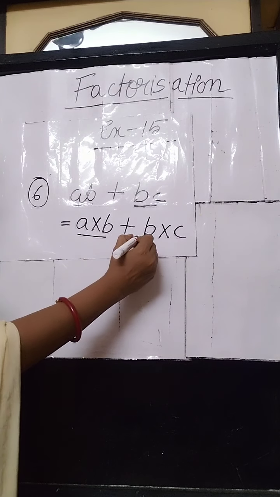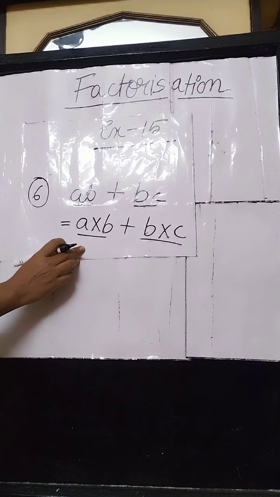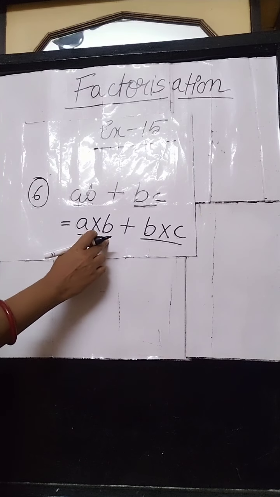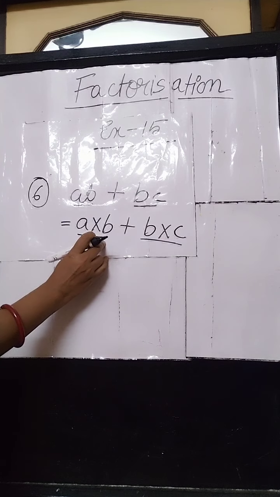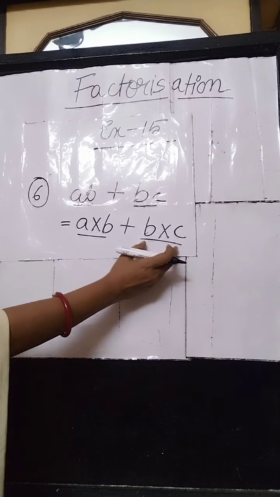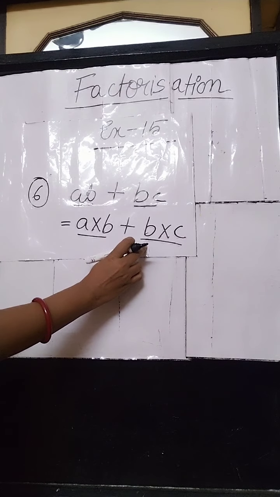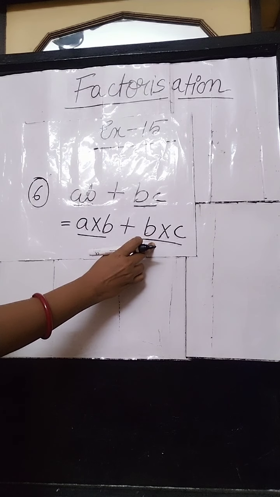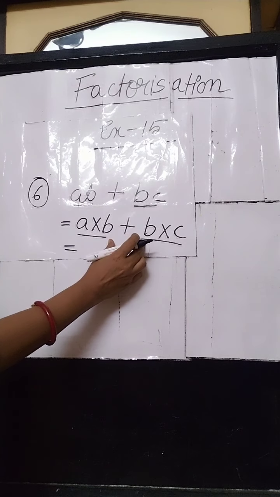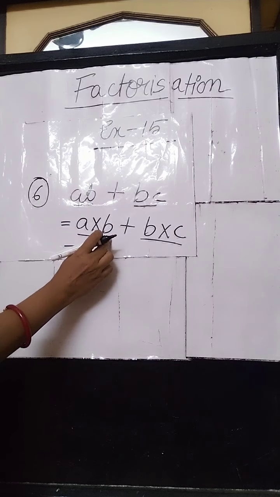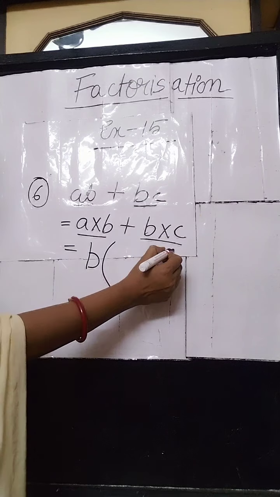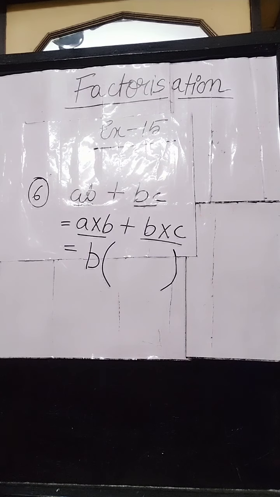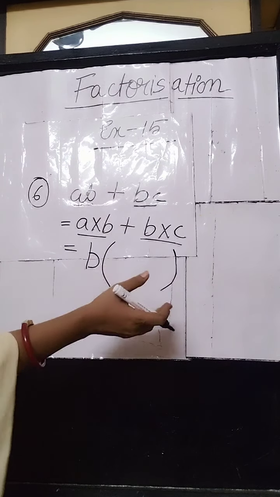In the individual terms we can see the presence of B. This factor B is present in both the terms. In A into B, B is present, and also in B into C, B is present. That's why we will take B as a common factor. B we will keep outside the bracket, and inside the bracket we will write the remaining factors.